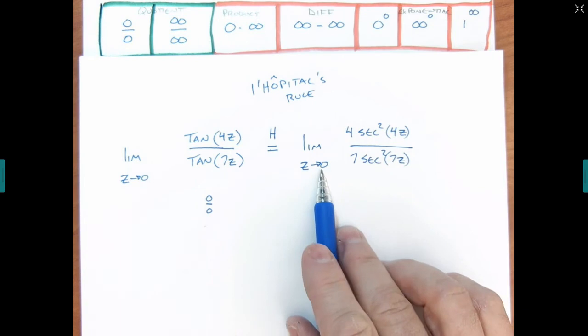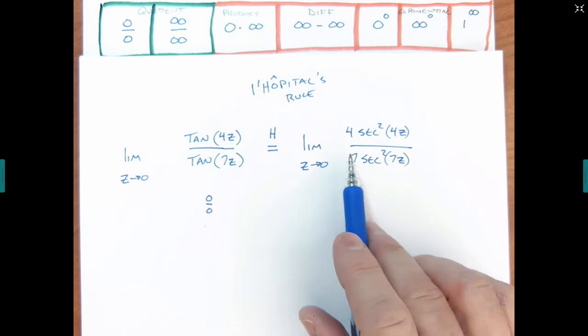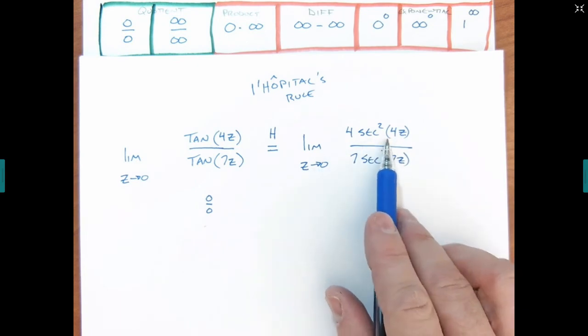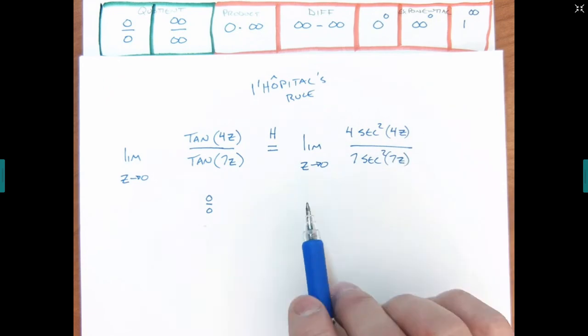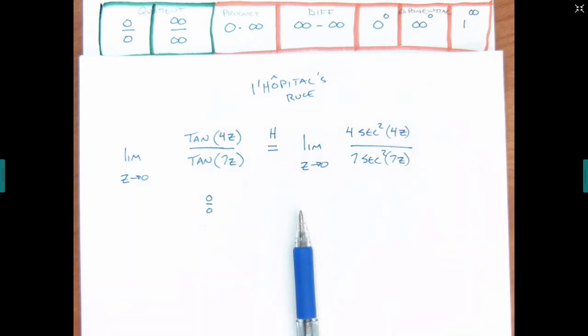Like so. Now, as z goes to 0, secant of 4z, when z goes to 0, I have secant of 0. Now, if you're not sure what secant of 0 is, we do have our calculators that we can use. Of course, we should know this at this point, but I'm going to find a calculator here and see what mode it's in.